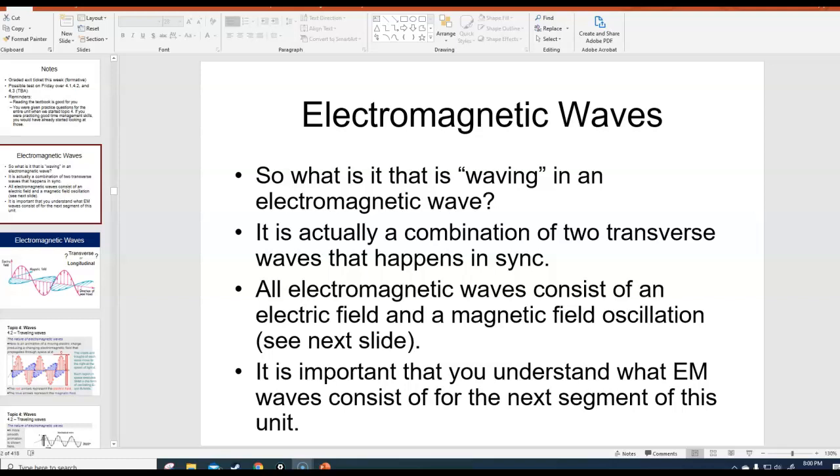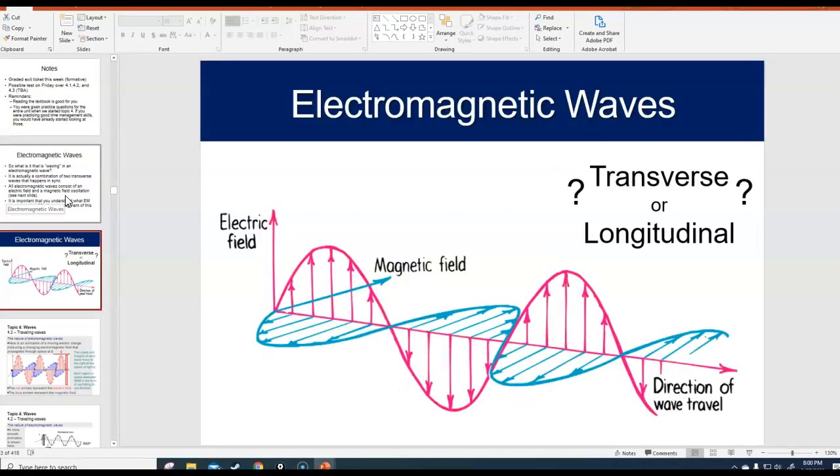Okay, so it's actually a combination of two transverse waves that happen in sync, or I guess I should say with a phase difference of 0. So all electromagnetic waves consist of an electric field and a magnetic field that are oscillating, and I'll show you this on the next slide. It's important that you understand what an electromagnetic wave consists of for the next part of this unit when we talk about polarization. So an electromagnetic wave looks something like this.